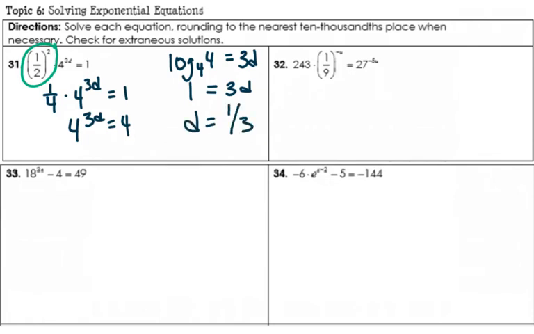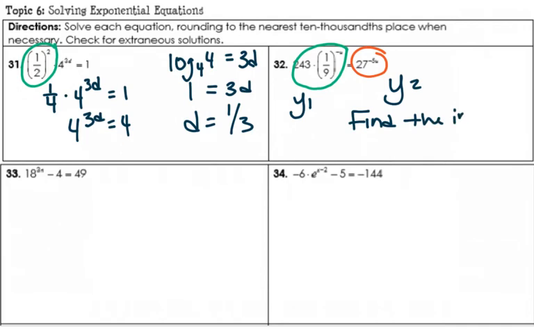Alright, this one I think is really complicated. I would put this side in y1, this side in y2, or use Desmos and find the intersection. That's the easiest way to do it. Or you can go back and watch those videos on how to do it. You should get negative 5 over 17.